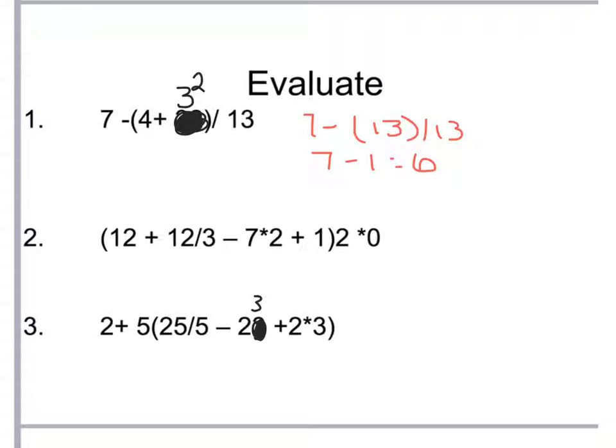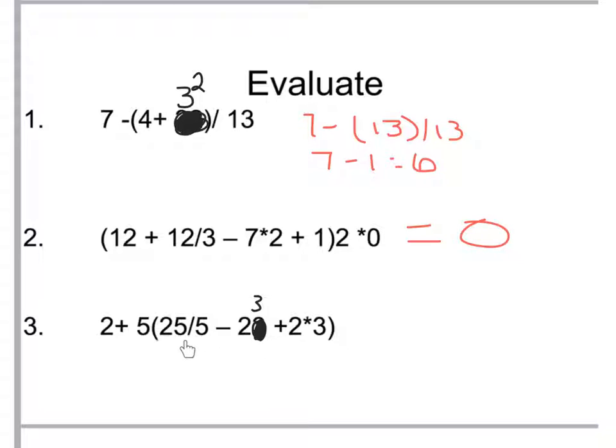So when we evaluate this first function and expression, and we do 4 plus 3 squared, we get 13. We have to do the division first. So 13 divided by 13 is 1, and 7 minus 1 is 6. In this next one, order of operations, we would do this in parentheses first. But by the time we multiply everything by 0, guess what the final answer is? It is 0.